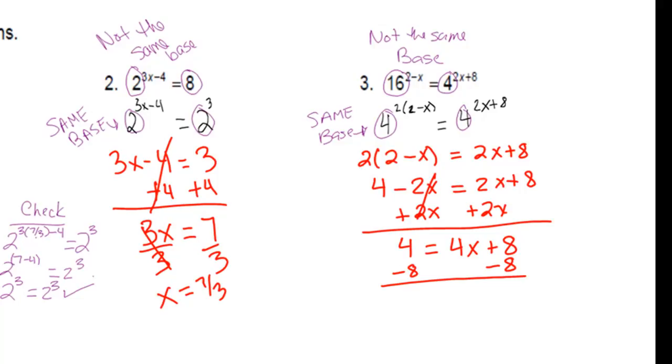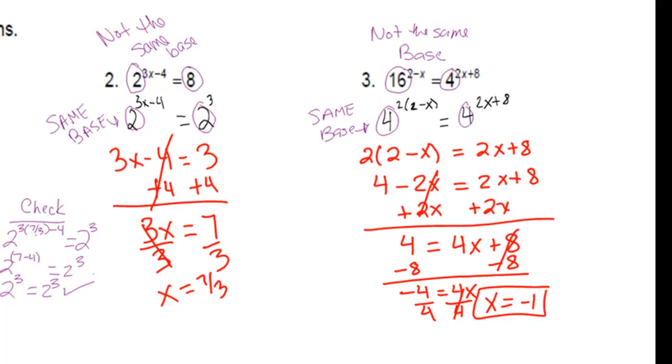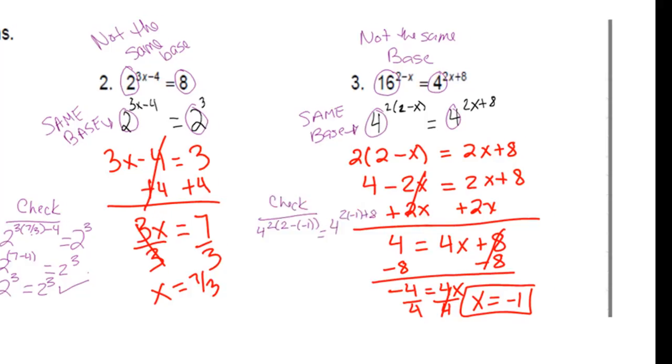So the 8's on the right side cancel, and we have 4x is equal to -4. And of course, we need to solve for x by dividing by 4. And that gives us that x equals -1. Now we need to check our work.